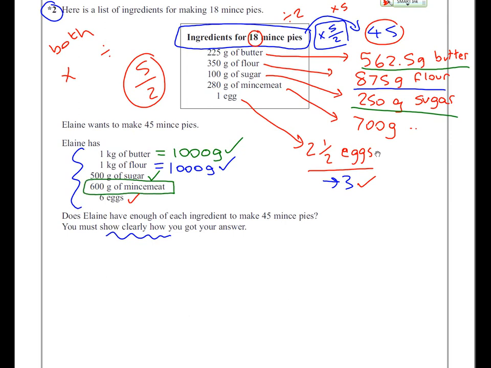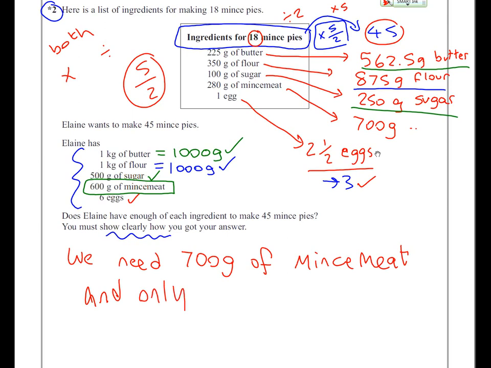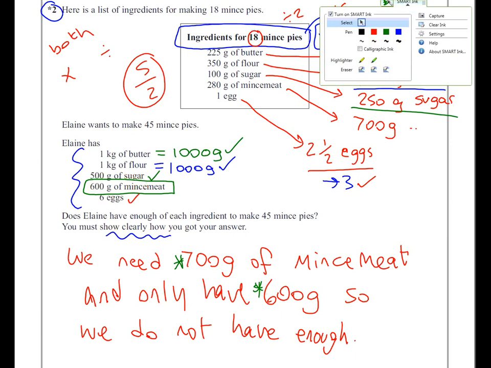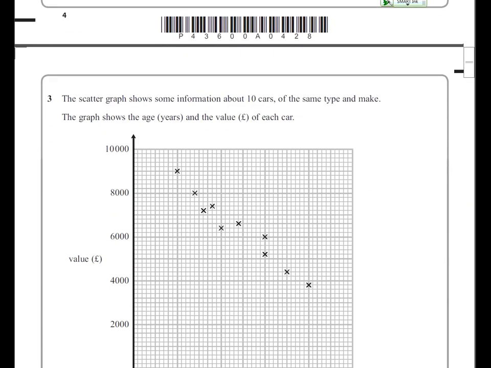So now we explain what we found out. We need 700 grams of mincemeat and only have 600 grams, so we do not have enough. Okay, you explain clearly that you don't have enough and why. You've said what you need, you've said what you've got. Okay, moving on to the next question. That one was 4 marks.